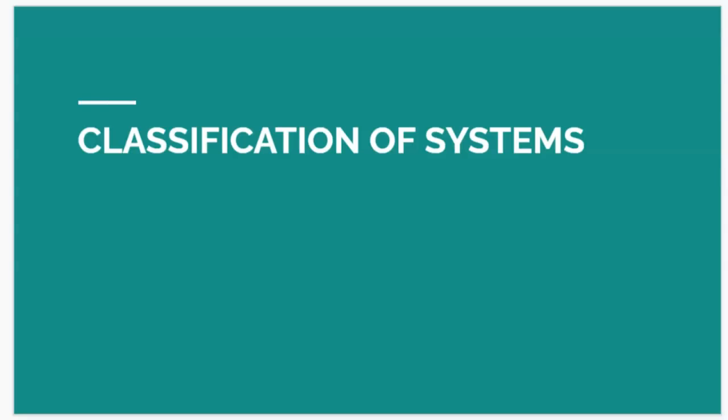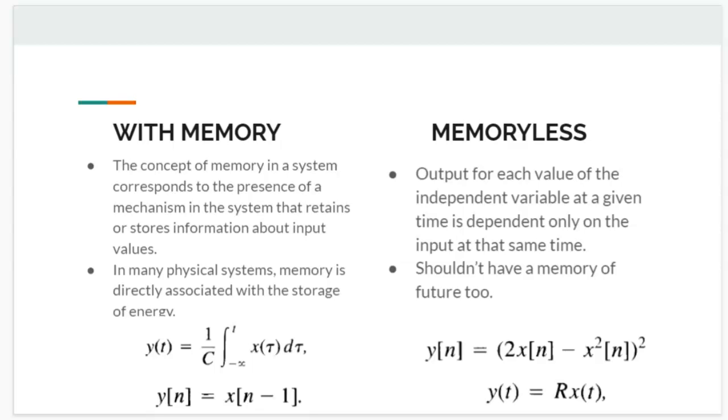Yeah, so now we'll go to systems. We have studied enough of signals, so now we'll be dealing with how to classify systems. There are 5 major categories, characteristics on which you can classify systems. The first one is based on memory.